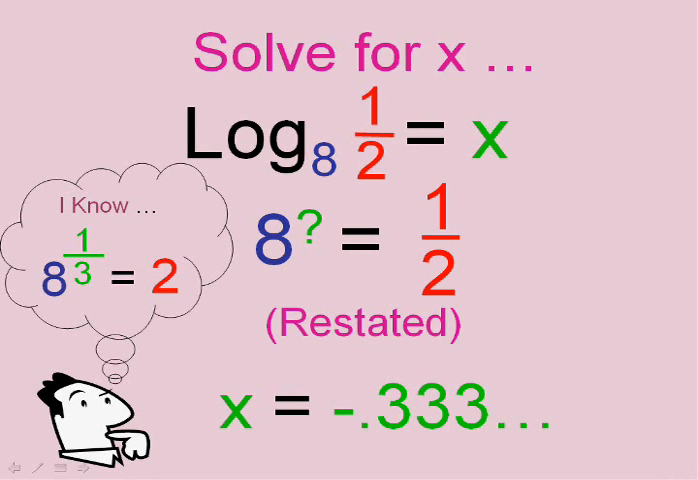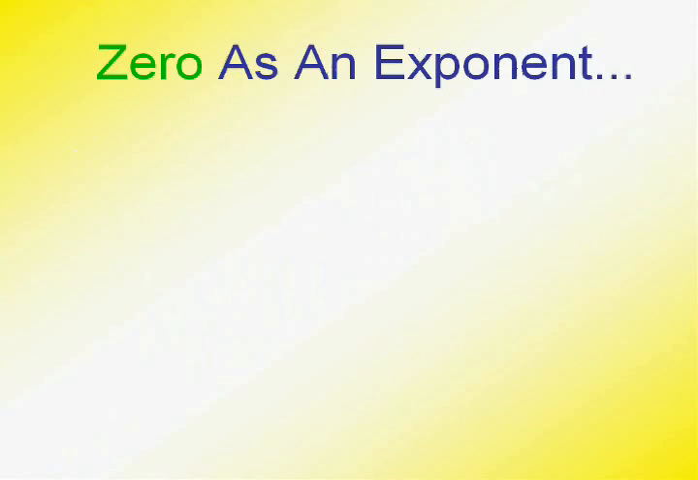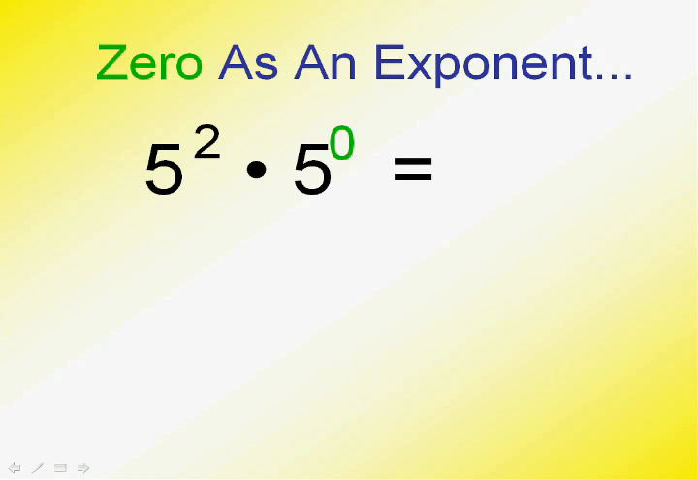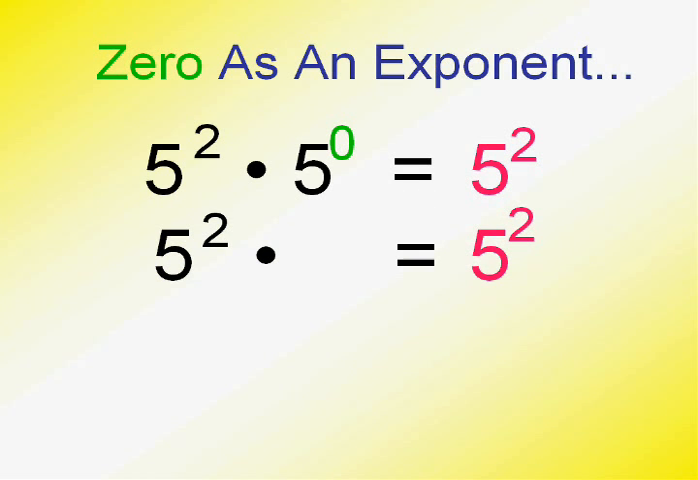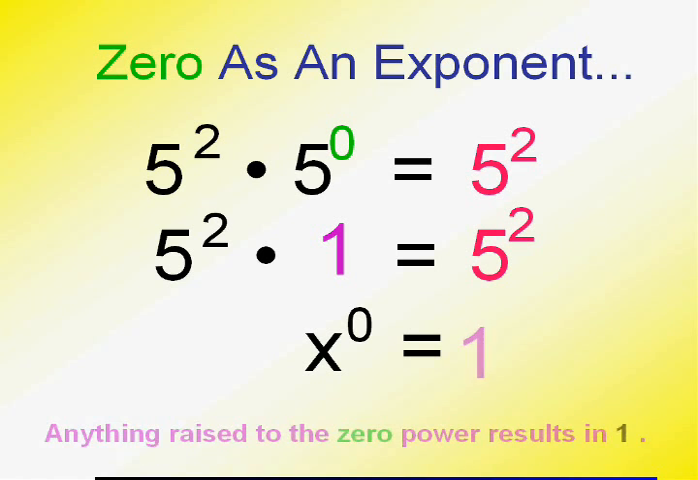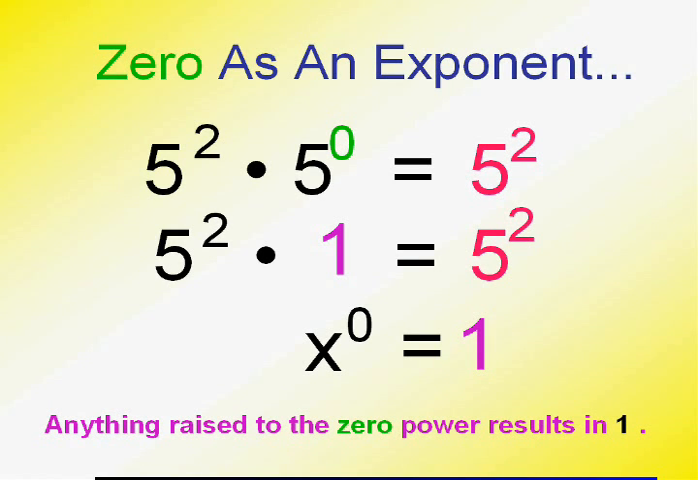Let's look at another rule that hopefully you'll recall about exponents. Remember 0 as an exponent? 5 to the second times 5 to the 0th, we know adding exponents is 5 to the second, since 2 plus 0 is 2. Which means, what does 5 to the 0 have to be if we multiply 5 to the second by it and get 5 to the second? This expression has got to equal 1, doesn't it? In fact, any number to the zero power, believe it or not, is going to result in 1.